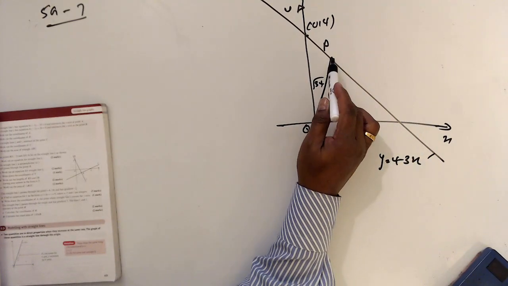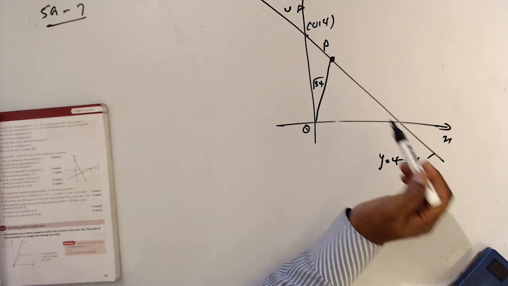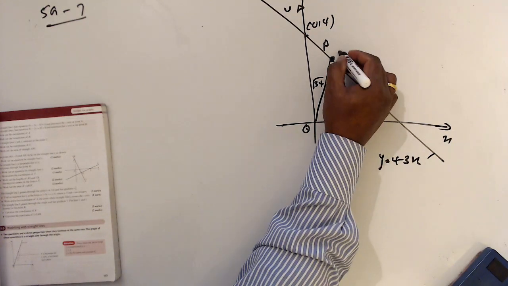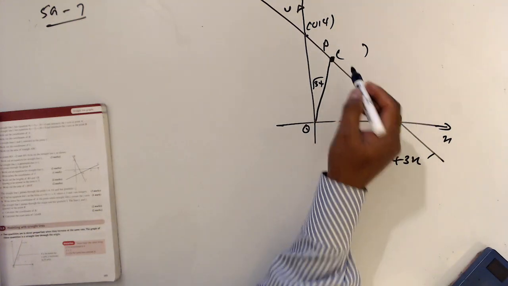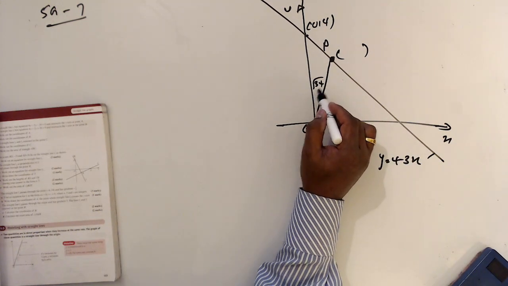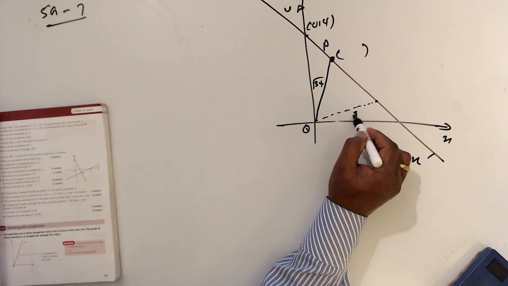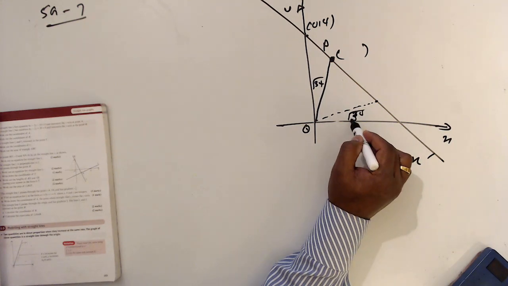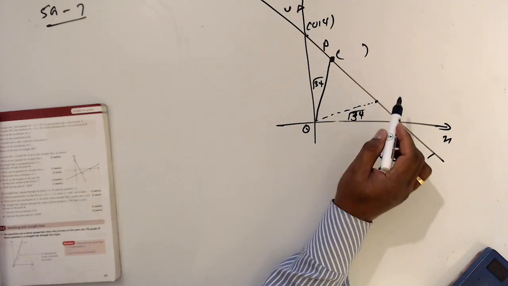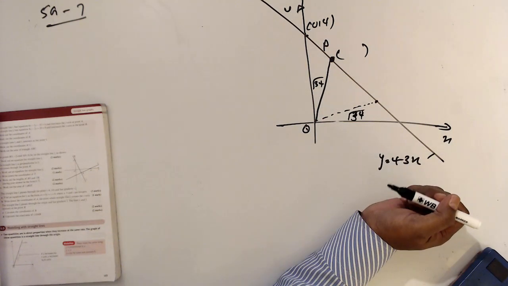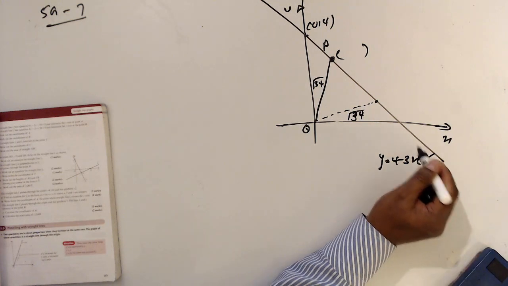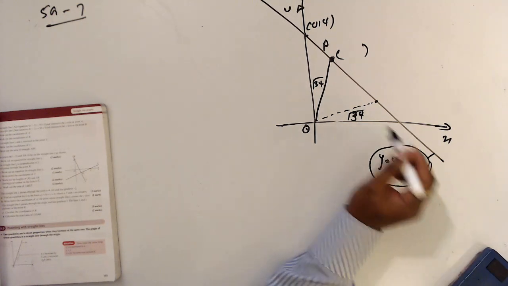Now we want to find two possible coordinates. So we know that this is square root 34. There is another point, and this is also square root 34. So we want to basically find those 2 points. We have this equation, and we know the length.